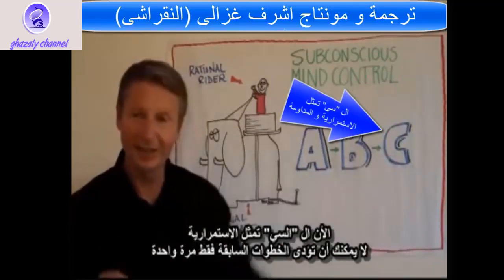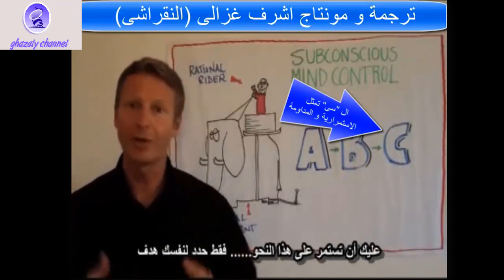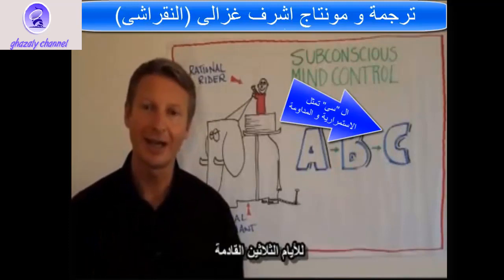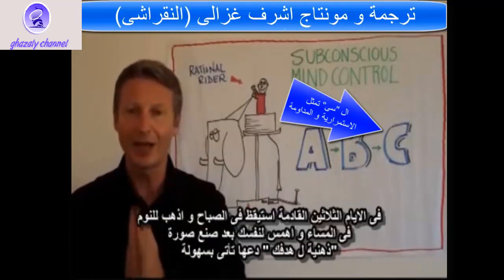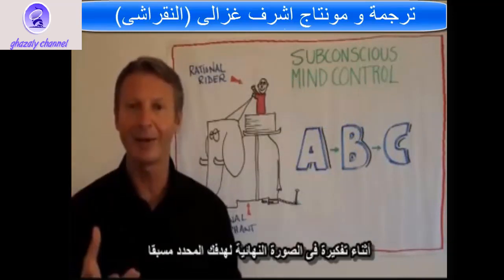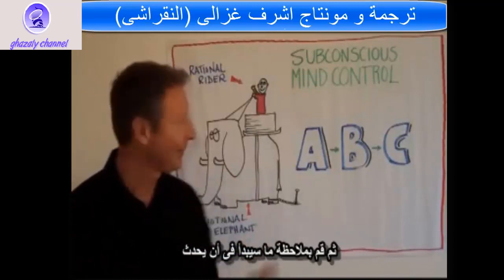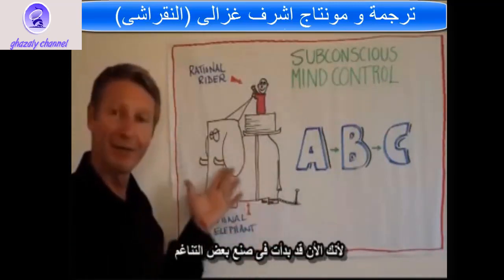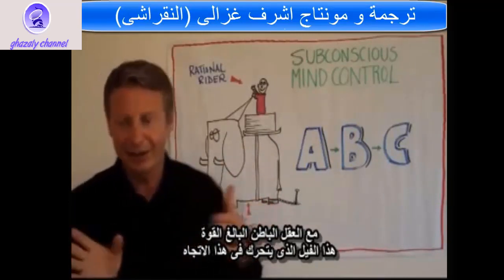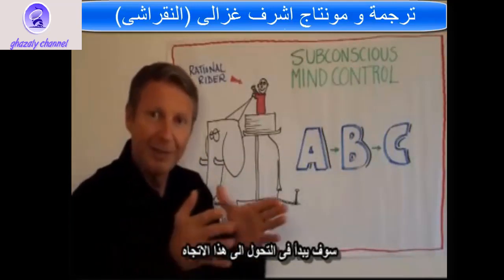Now, the C represents consistency, right? You can't just do this once. You've got to do it consistently. So set yourself a goal to do this over the next 30 days. For the next 30 days, wake up in the morning, go to bed at night, whisper to yourself, let it be easy, whilst thinking about the outcome that you want. And then notice what starts to happen. Because now you're going to start to get some alignment from the powerful subconscious, this elephant that's going to begin to move in this direction.